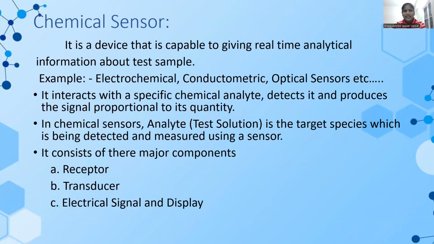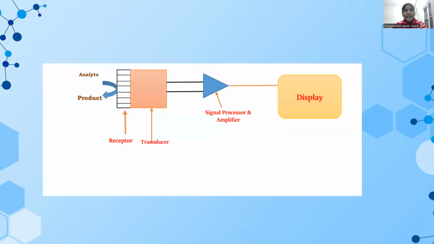Now let's see the chemical sensor. It is a device that is capable of giving real-time analytical information about a test sample. Examples: electrochemical, conductometric, optical sensor. It interacts with a specific chemical analyte, detects it and produces a signal proportional to its quantity. In chemical sensors, the analyte is the target species which is being detected and measured using a sensor. It consists of four major components: receptor, transducer, electrical signal and display. This is the block diagram of a chemical sensor.